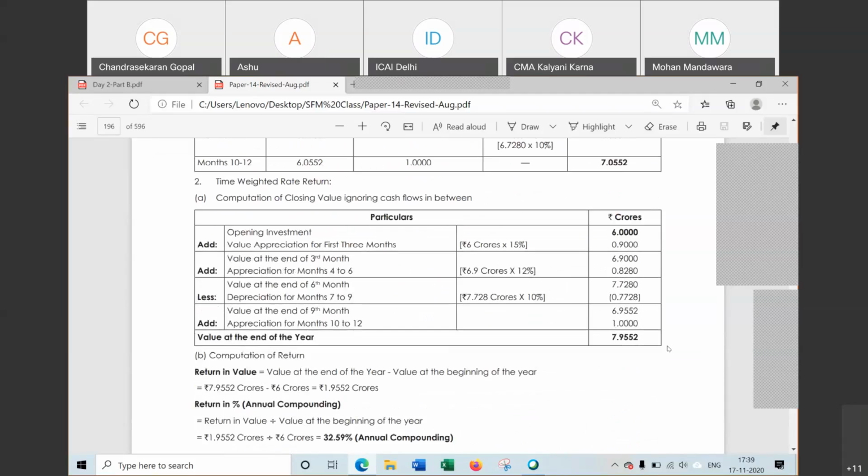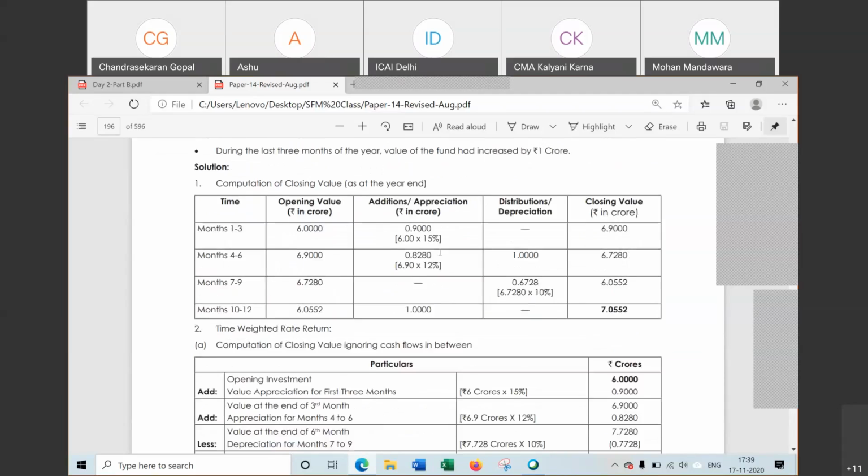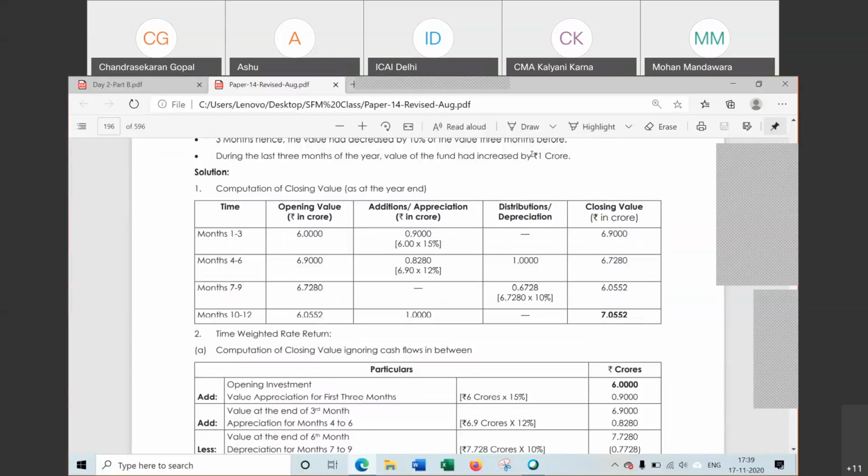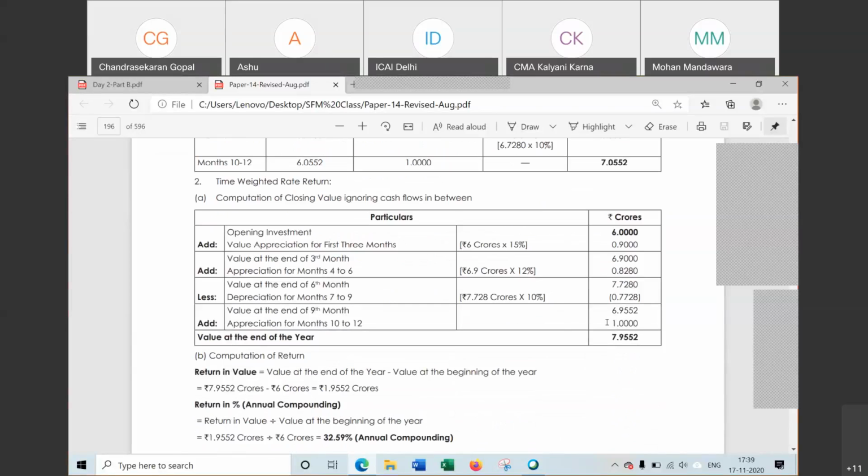During the last 3 months, value has increased by 1 crore. In the last 3 months, the increment is not given in percentage, it is given in amount. So it is increased by 1. Total amount will be 7.9552. We had invested 6 crore and its closing value is 7.9552.